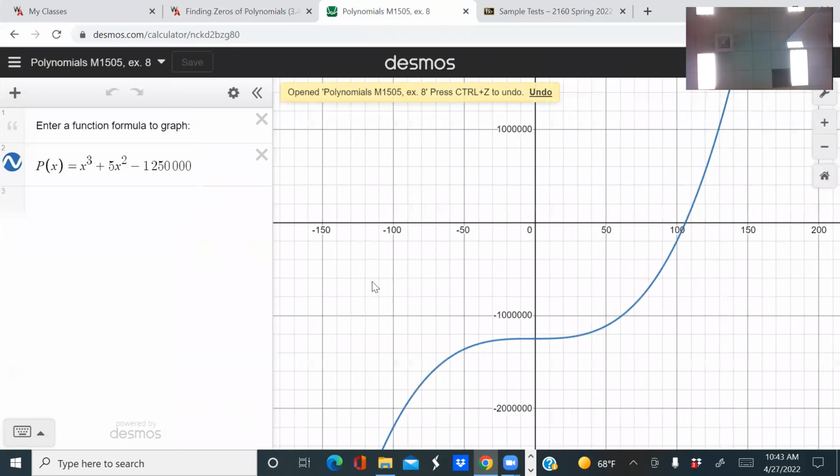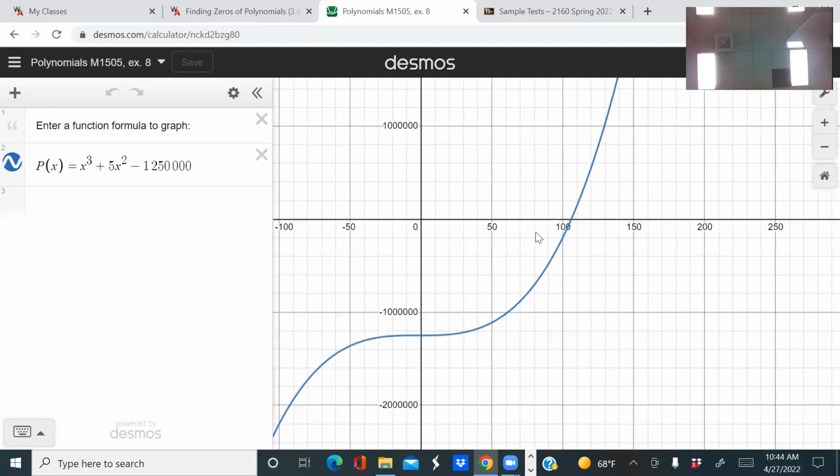Let's see if that's right. Is that it? It is it. I think I had divided everything by 20 to simplify the equation. Okay, so that's really essentially the same polynomial equation. And notice it does have a root. There it is. Okay, so right about there.